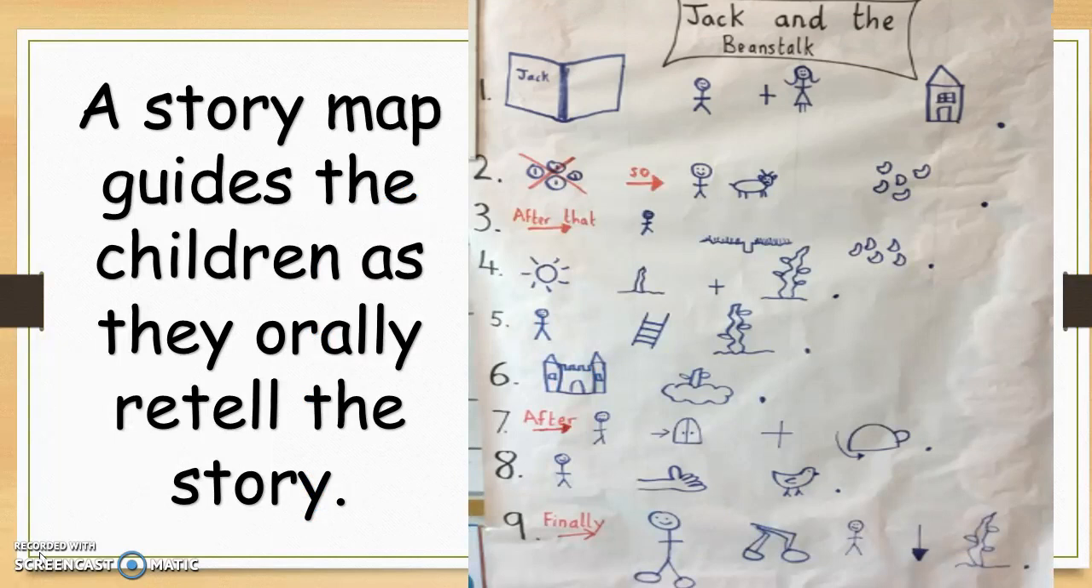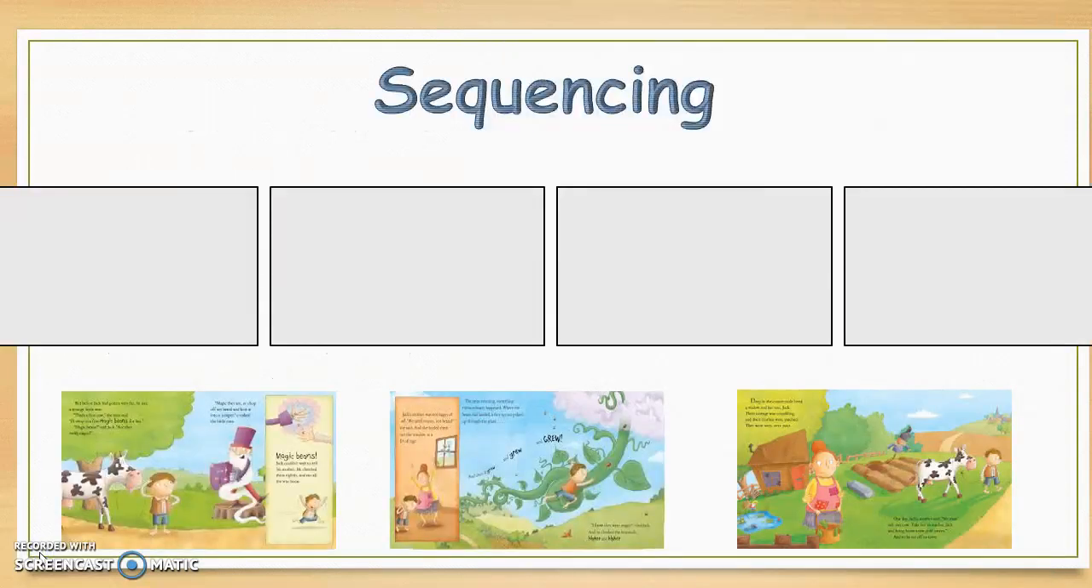Each class also created a story map. As you see from this story map here, it is a visual guide that helps the children as they orally retell the story. This week in English, the children created the story map as a whole class. However, as the year progresses, some children may be able to draw their own story map. This coming week in English, we are going to be working on sequencing the story, developing key vocabulary, and composing simple sentences for the story.